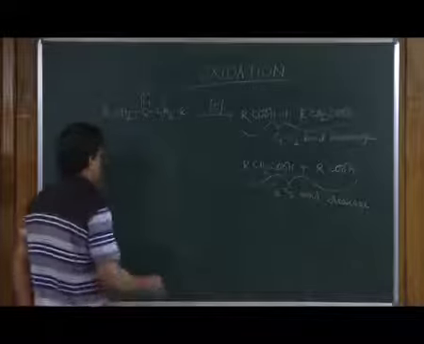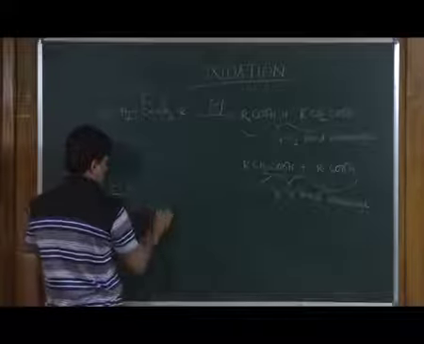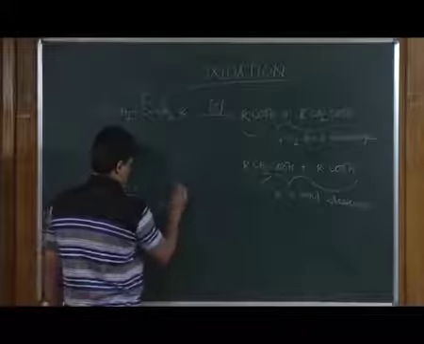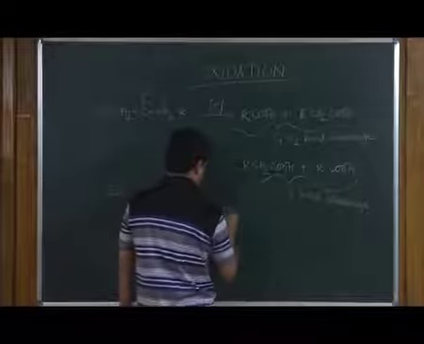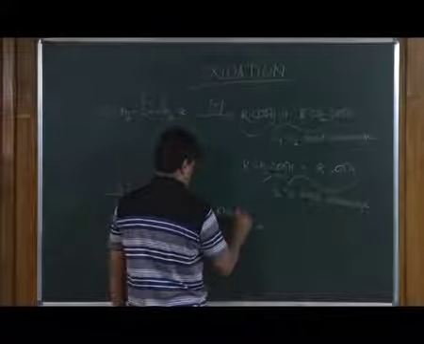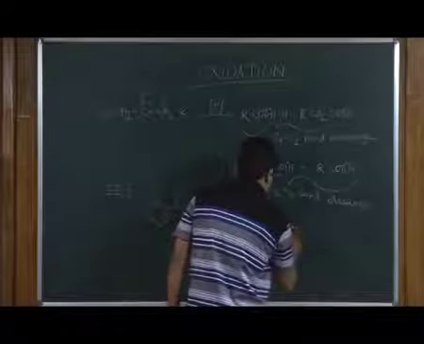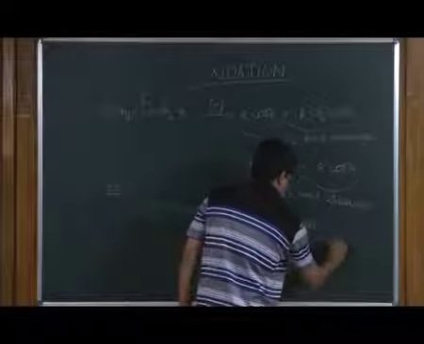Some examples: if you oxidize acetophenone, then you get benzoic acid plus formic acid.